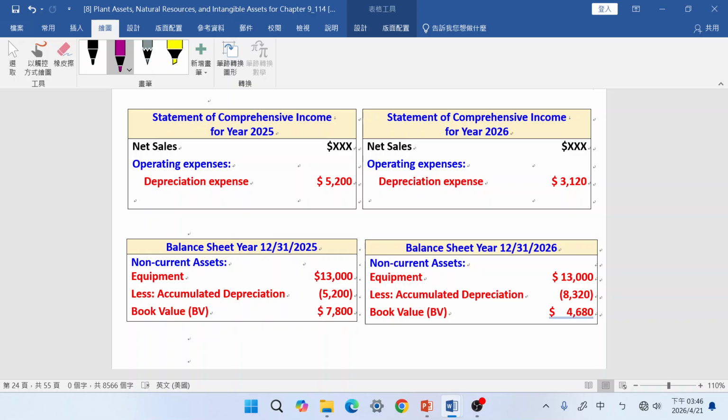Page 29 means we buy the PP not on the first date. In the real world, usually we don't buy PP on the first day, January 1st. So please go to your page 29. When you buy the PP on April 1st, then we use the third method, double declining balance method, 倍数余额递减法. Then how do we get the amount for each year?